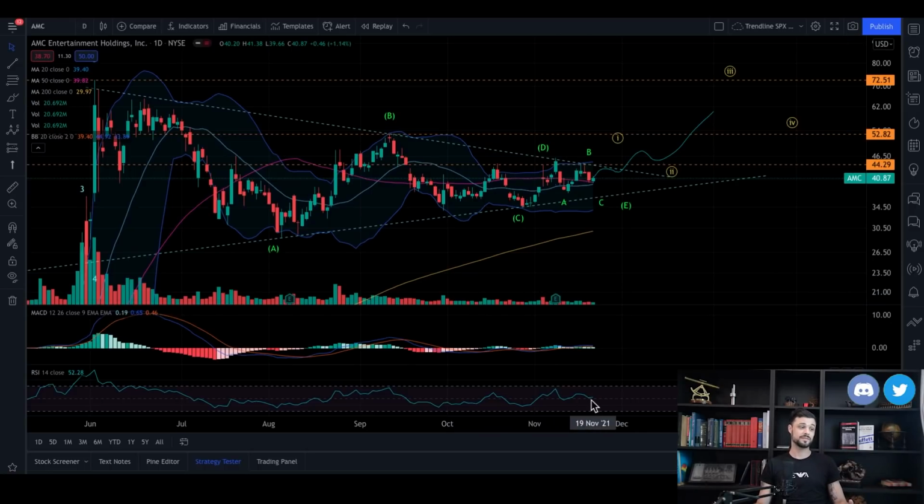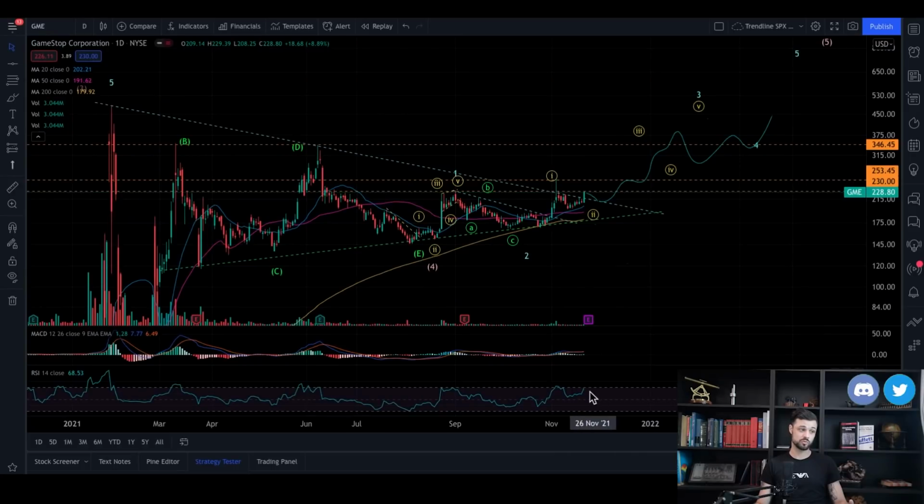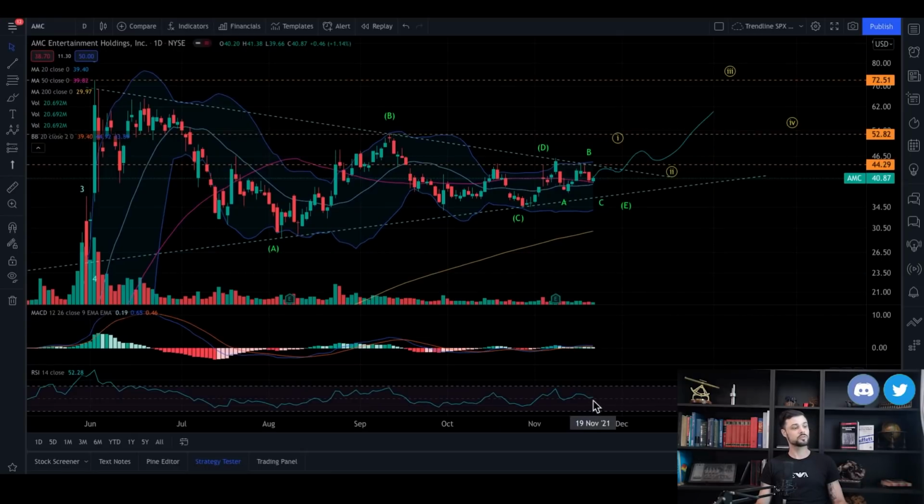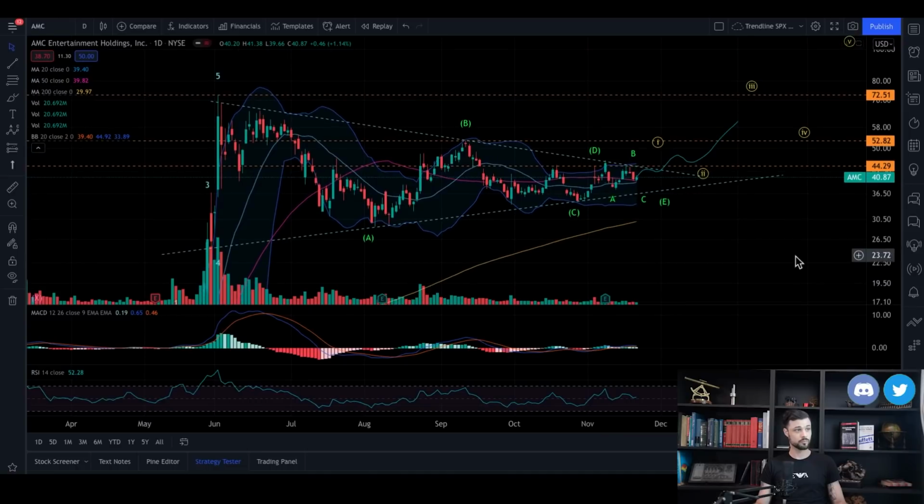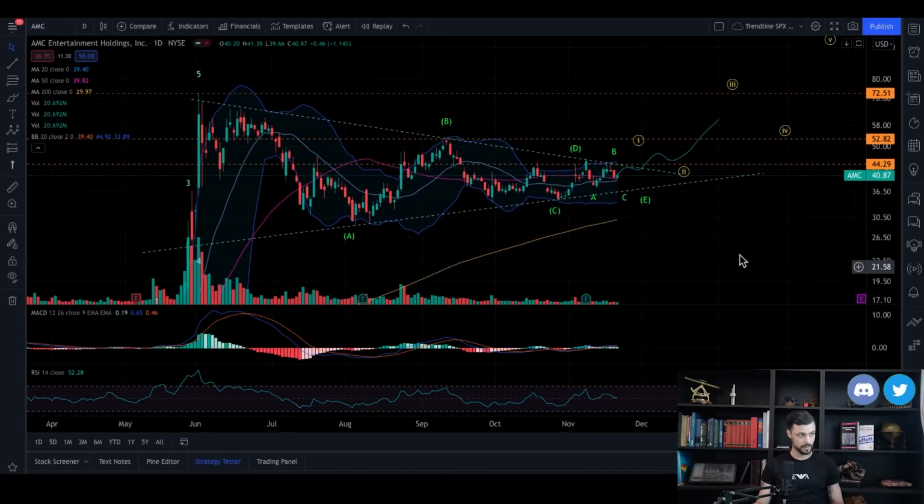On GME, for example, the RSI is close to overbought. It's normal because we just had a huge run up. That's why I think GME needs to take a breath soon, either at 230 or at 250, very quickly. But AMC is in a totally different situation. It has an RSI at 50. So to me, we have energy to break out. Okay, so this is good.